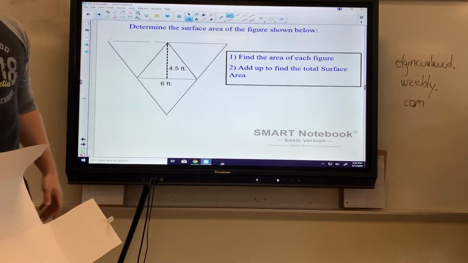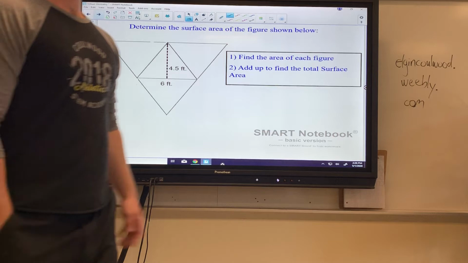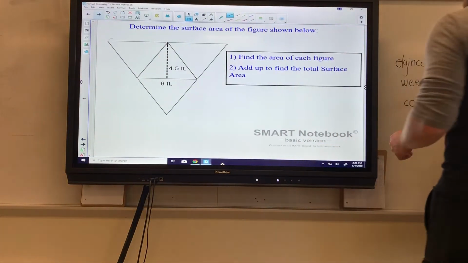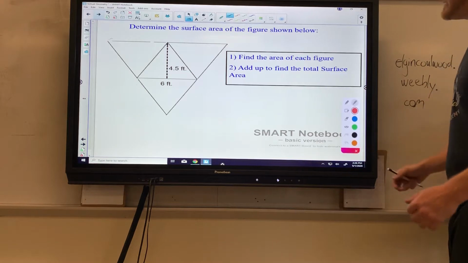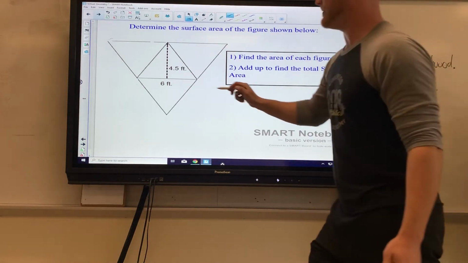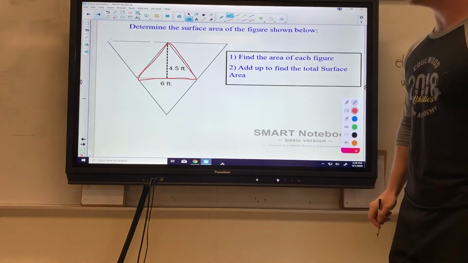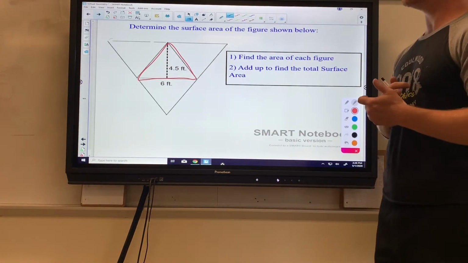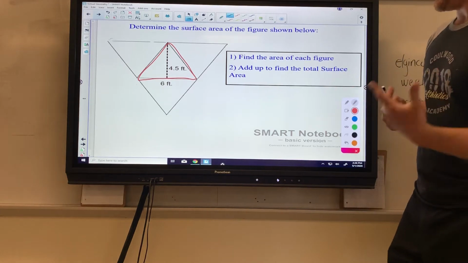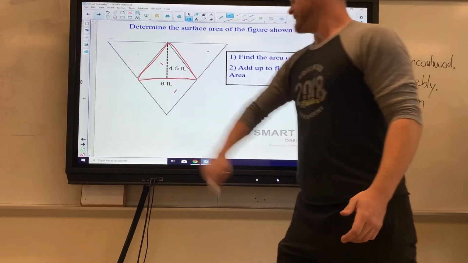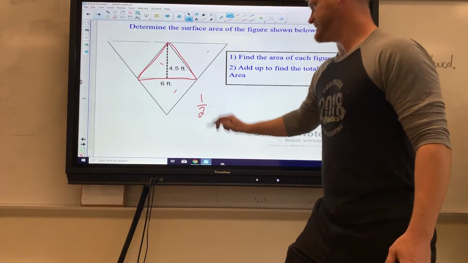So here we have a net of a triangular pyramid. It gives us the dimensions. Our job is to find the area of each piece of it and then add them together in the end. The fact that it only gives me the figures for this triangle tells me that the rest of them are congruent. So this one's pretty easy, because once we find the area of one, we can just add them together 4 times.